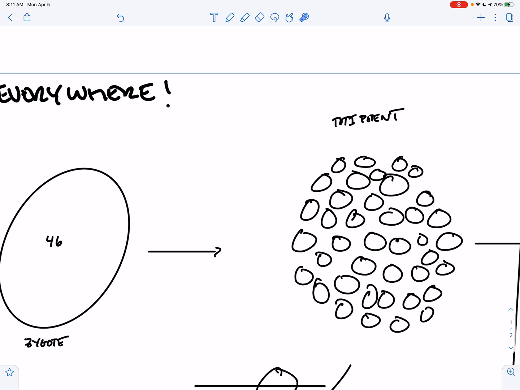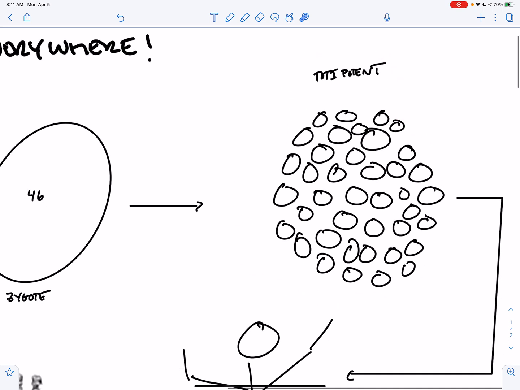It could become a neuron. This could become a stomach lining cell. This cell could become part of your toe. This could be a muscle cell. You get the point. All of these cells are totipotent. They could become anything. And the reason why they can become anything is because they all share the same genetic information. This cell has 46 chromosomes.